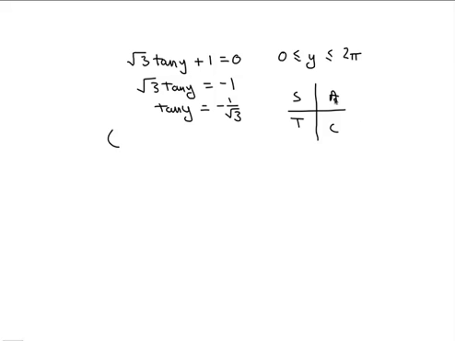In the first quadrant they're all positive. In the second, only the sine's positive, so certainly the tan will be negative in there. In the third, only the tan's positive. In the fourth, only the cosine's positive, so certainly the tan will be negative in there. So second and fourth quadrants. So y is in the second or fourth quadrants.